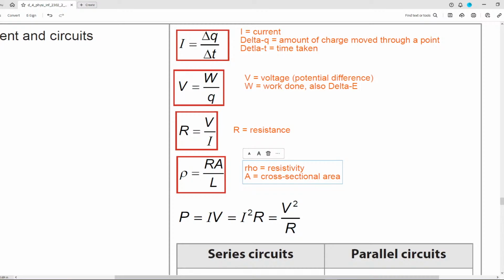The bigger the area, the less resistance you have, because more charge can flow through more easily. While longer means charge has to travel a longer distance, receiving resistance all the way through, so resistance will increase. So L is the length of a resistor.